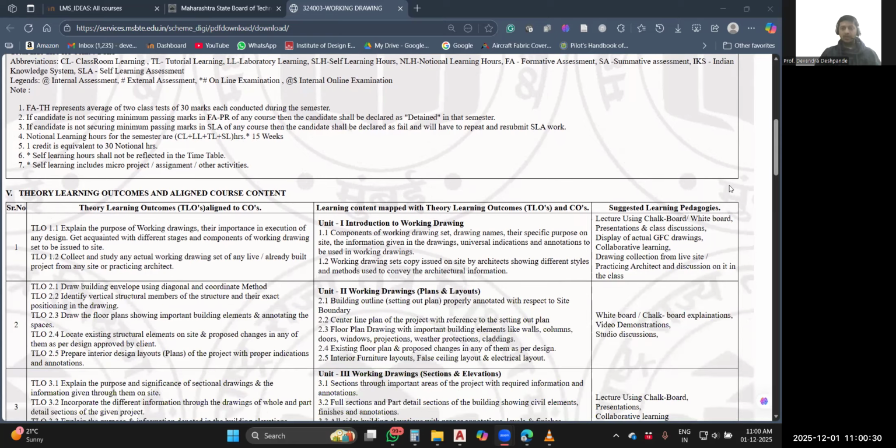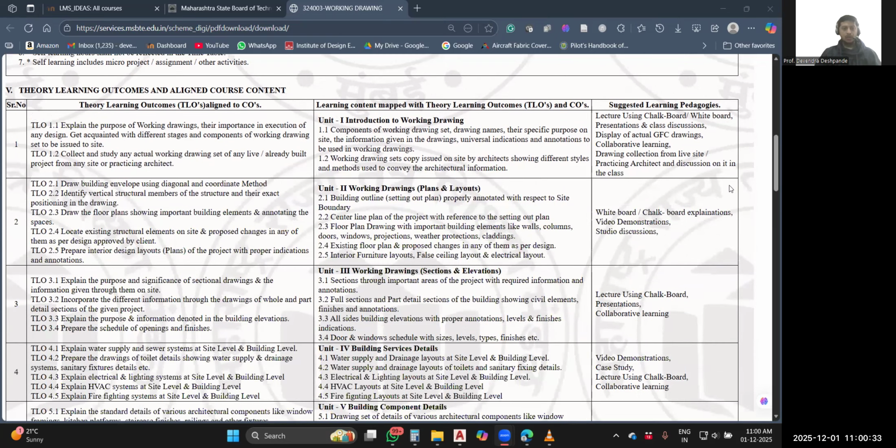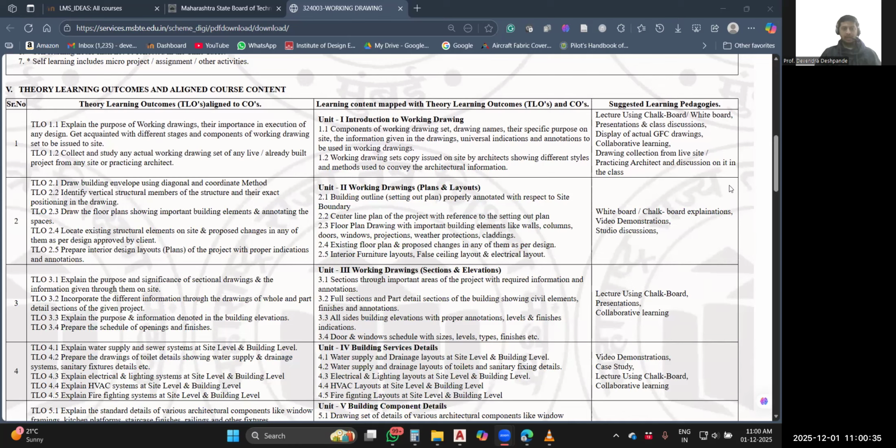Now just take a close look at what are the theory learning outcomes which are expected and aligned to the course outcomes. Here you could see this is the first theory learning outcome, that is TLO, aligned to the course outcome. So the very first topic that we are going to take a look at is Unit 1, Introduction to Working Drawing.